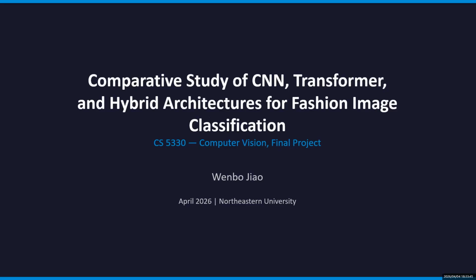For my final project in CS5330, I built and compared three deep learning architectures for fashion image classification. The three models are a CNN, a vision transformer, and a hybrid CNN-transformer. This project builds on my Project 5 work, extending from MNIST digits to the harder Fashion-MNIST dataset.